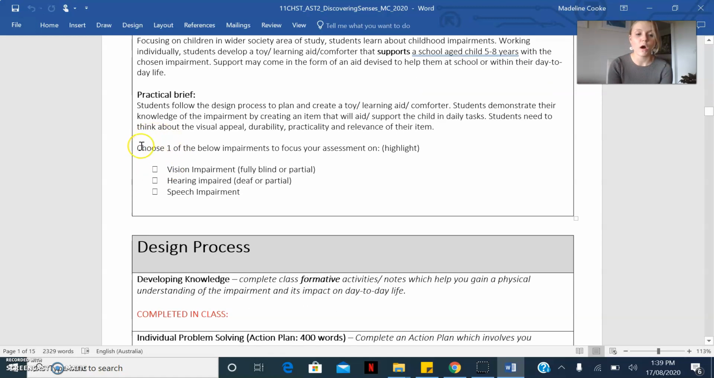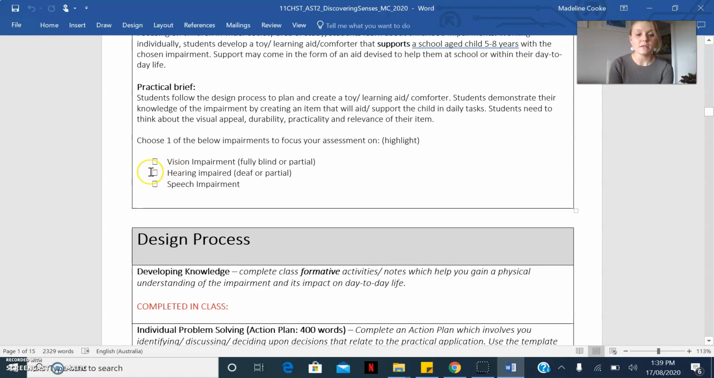You will need to choose one of the below impairments to focus your assessment on. So this could be a vision impairment with someone who is fully blind or even partially blind, a hearing impairment for someone who is fully deaf or partially deaf, and for someone with a speech impairment. And if you want to be specific, you can give us details about the characteristics of their speech impairment.